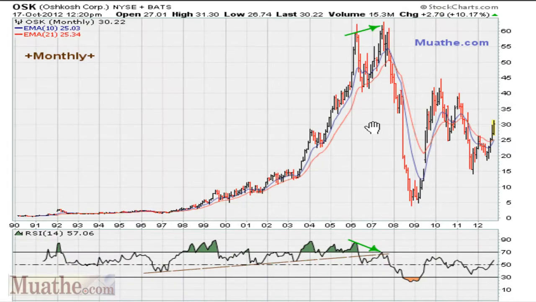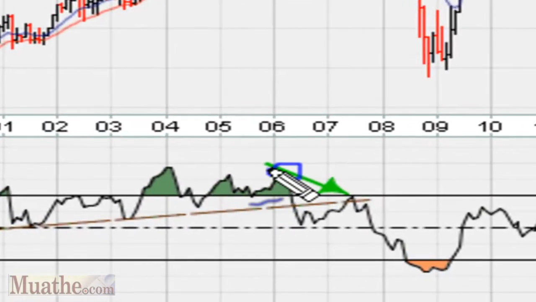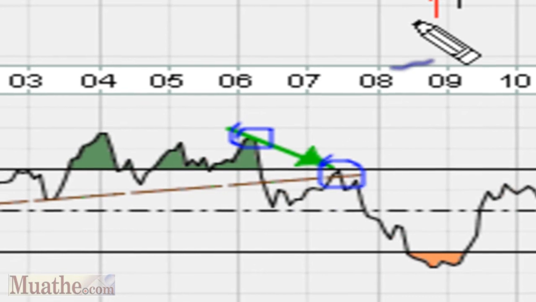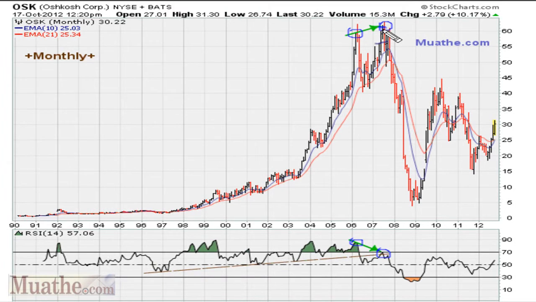Now we take a look at the same chart, OSK monthly. What we want to look at here quickly is, again, there was another sell signal because the stock made an incremental high here to here, and yet the technicals failed to follow through because they moved lower. The technicals did not make a new high. That's a sell signal on the monthly chart. So that again was a sell signal there.